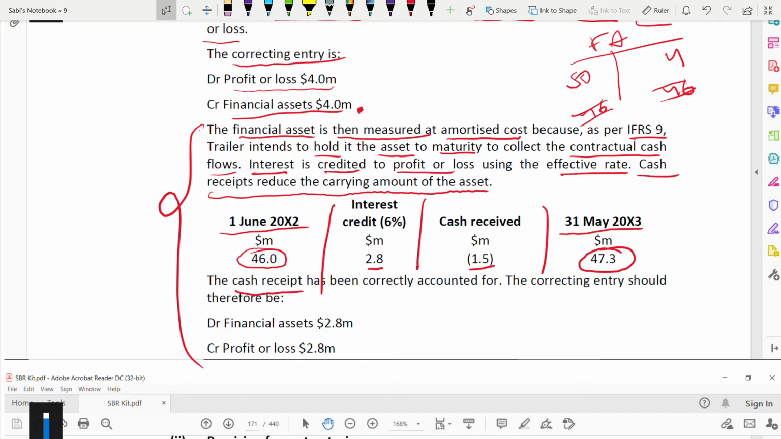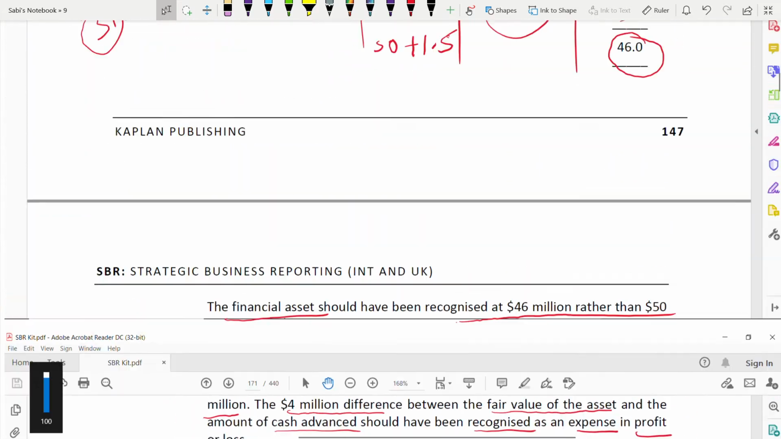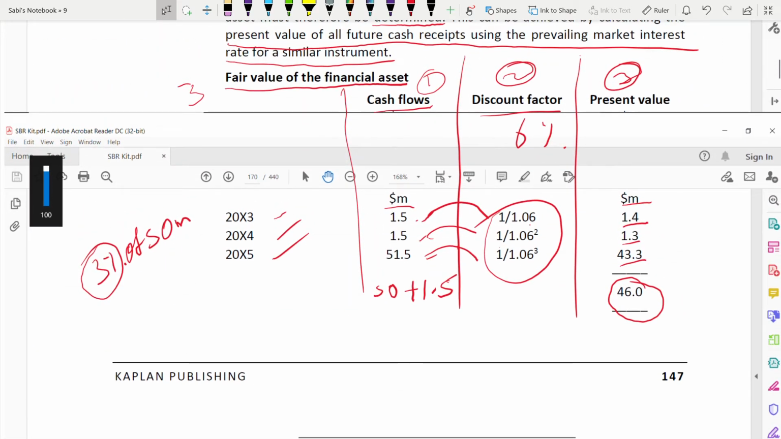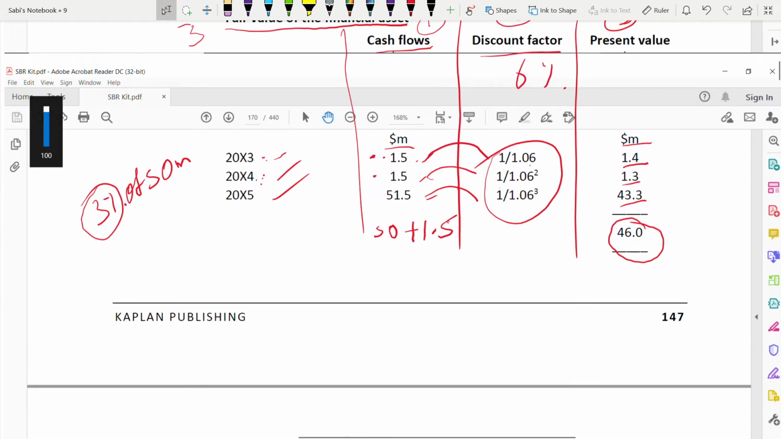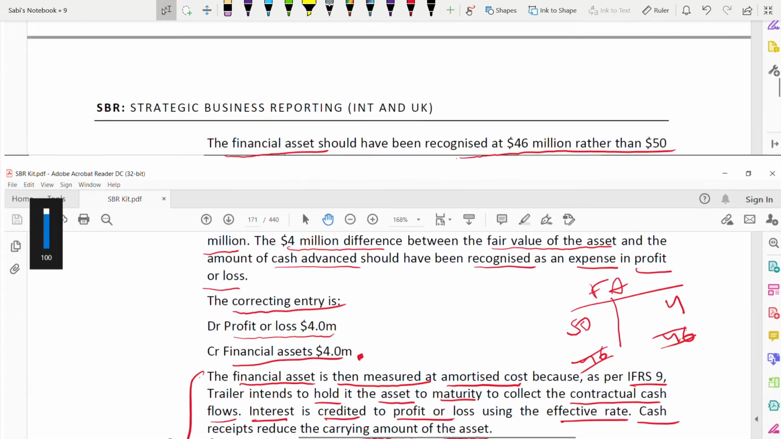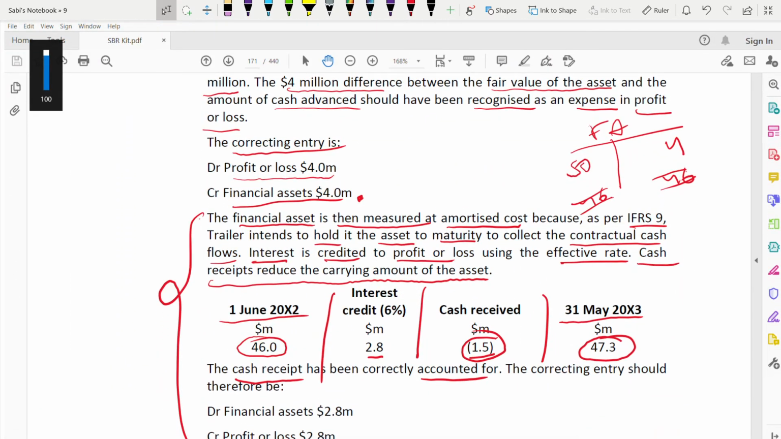And the correct entry should therefore be, see, this 1.5, you don't have to worry about it. You have correctly adjusted it. You need to write that you have correctly accounted for it. When we were calculating this, you see 1.5, 1.5, in 2002, 2003, we showed it here, right? In 2003, this was the cash flow. We correctly accounted for it there. With the cash flow, there's no issue. The issue is with the interest credit.